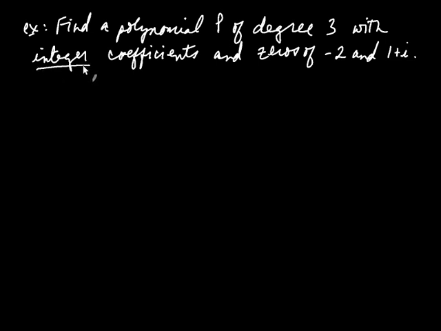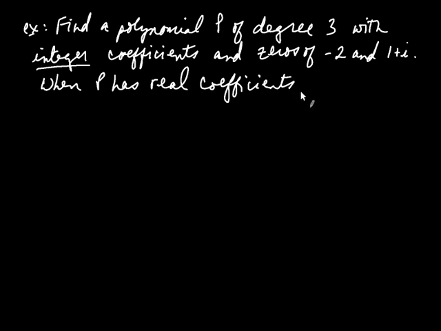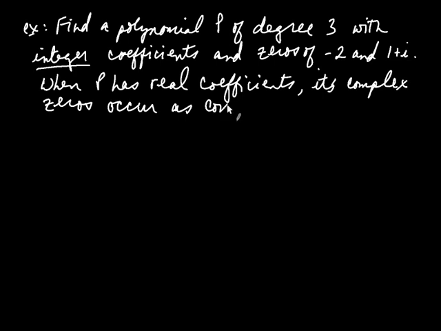Now, integers are real numbers, and we know that when a polynomial p has real coefficients, remember its complex zeros occur as conjugates. In other words, we're looking for a polynomial with real coefficients, and that means if 1 plus i is a 0, then so is its conjugate, which is 1 minus i.